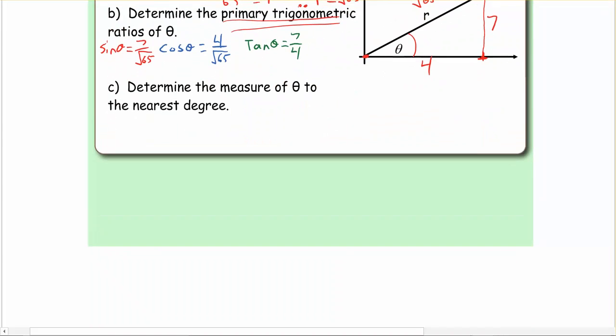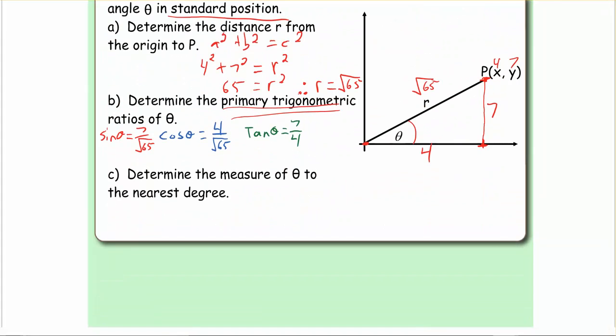Last one says determine the measure of theta, so the angle, to the nearest degree. Okay, so now if you don't remember how to find the angle on your calculator, I'll show you here in a minute, but this is the way you'd write it down. So just starting off with what we had there, sine theta is equal to 7 over square root 65. If I want to solve for the angle there, I just write it a little bit different. I'd write it as sine negative 1, and then in brackets, 7 over square root 65, and that's equal to theta. So you just have to punch it in like that into your calculator.